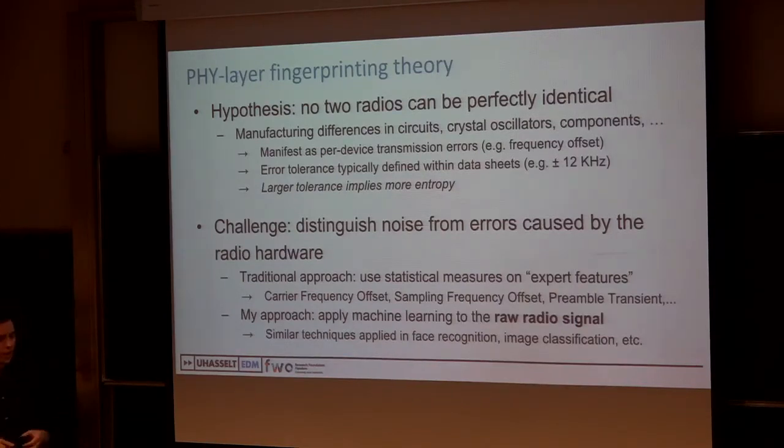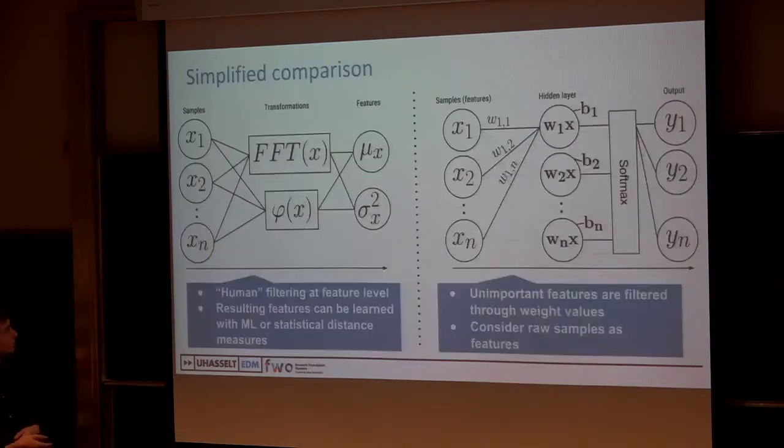But what I suggested in my approach is that we simply use a machine learning algorithm to train on the raw radio signal. And this line of thought is similar to the computer vision world, where you have similar techniques applied to face recognition and image classification. So you can see an image as a 2D radio signal, essentially. And so what they do there is just take the raw pixels and use convolution filters and stuff like that to come to the recognition of the face. And so this is similar to the objective of fingerprinting radios.